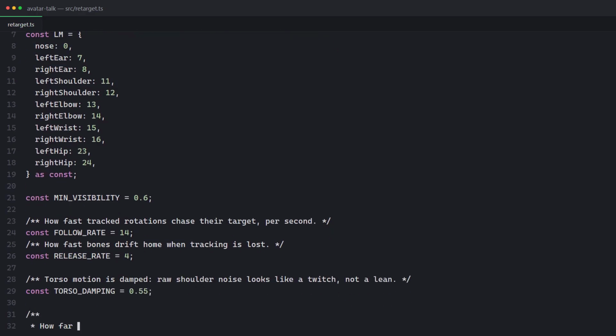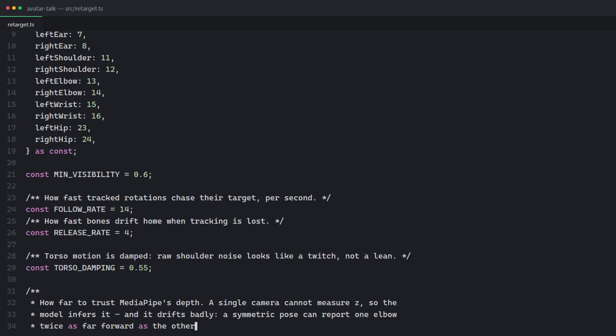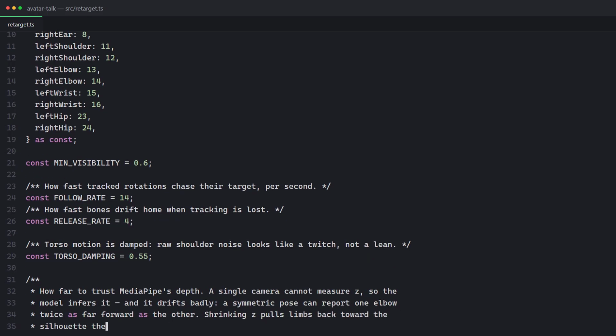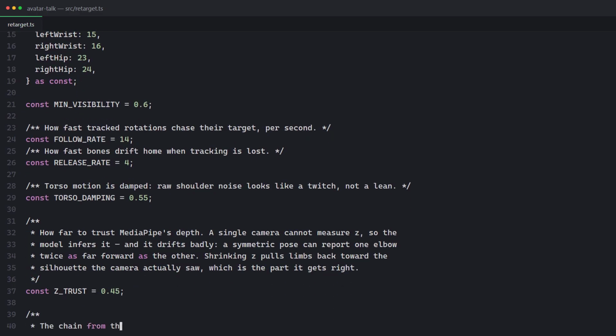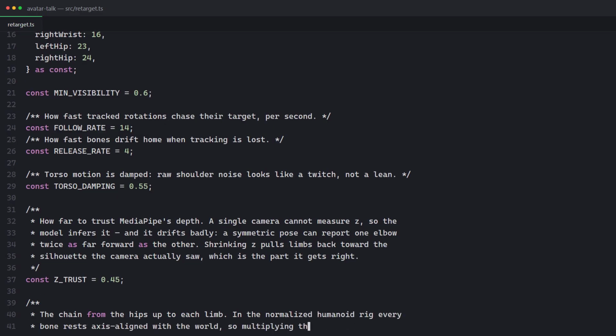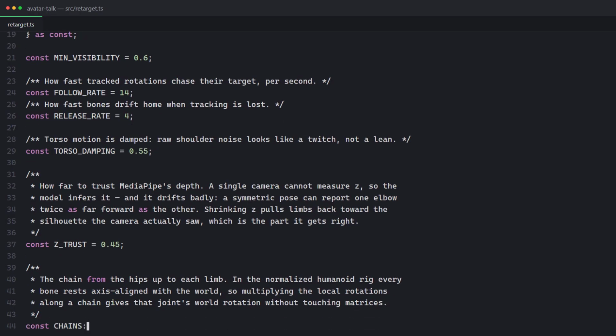First, the two worlds disagree. MediaPipe measures in meters with X to the image right, Y pointing down, and Z growing away from the camera. VRM has Y up and Z forward, toward the viewer. Flip Y and Z and you have rotated 180 degrees about X. That is the whole conversion, and getting it wrong is why avatars end up upside down or inside out.